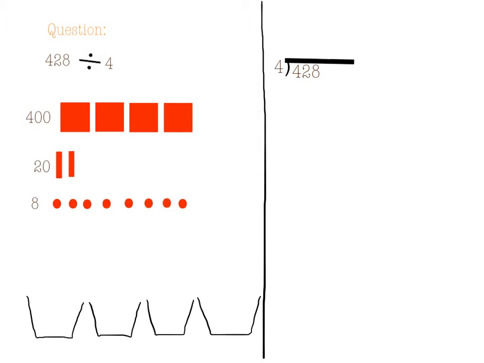And so I took my 428 into parts, and I have 4 hundreds, 400, and 2 tens, which is 20, and 8 ones, which is 8. And so this is how you would put it in an algorithm. And so the question would be, does my 400 go into my 4 bins? And yes, they do. And so I will have 1 in each bin.